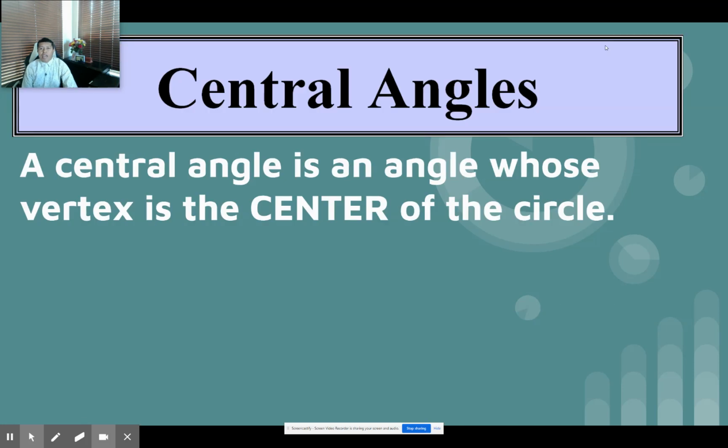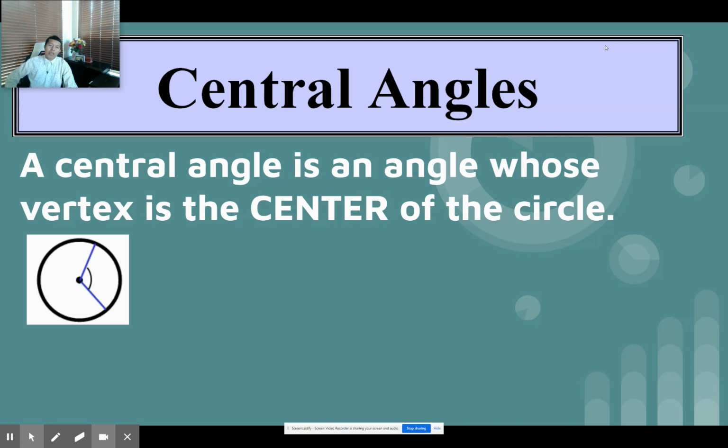Central angle is an angle whose vertex, so the vertex is at the center of the circle. That's the reason it's called central angles because of the word center. The vertex is at the center. So the first picture here, if we take it and examine it carefully, the vertex is at the center of the circle. So that is a central angle.